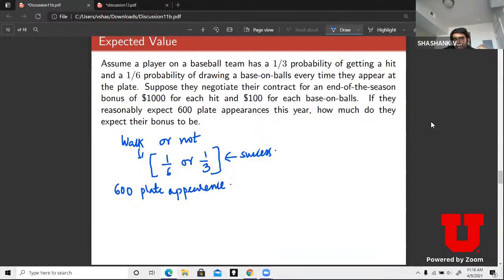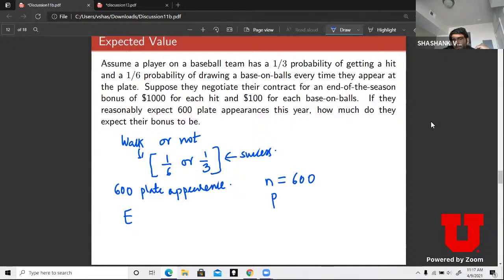So let's calculate the expected number of hits in the 600 plate appearances. If you observe this problem, it would be a Bernoulli trial because each plate appearance is individual. You can imagine that a plate appearance is a trial. Each trial is independent of the previous one, and you have n trials, which is basically 600.